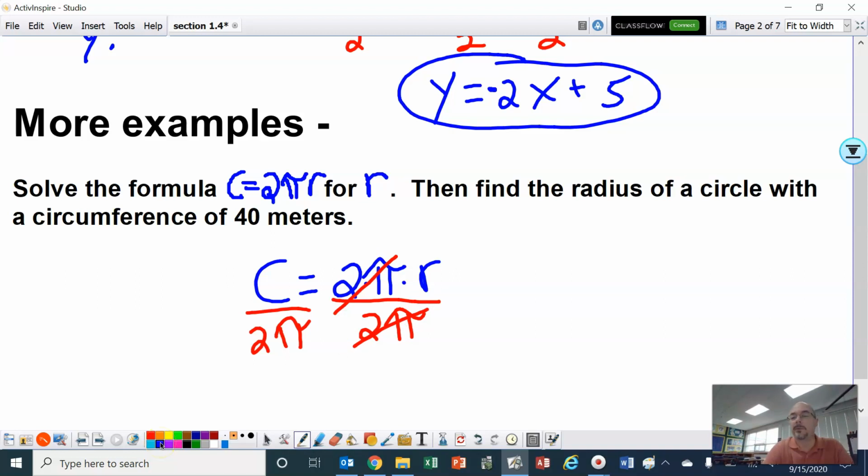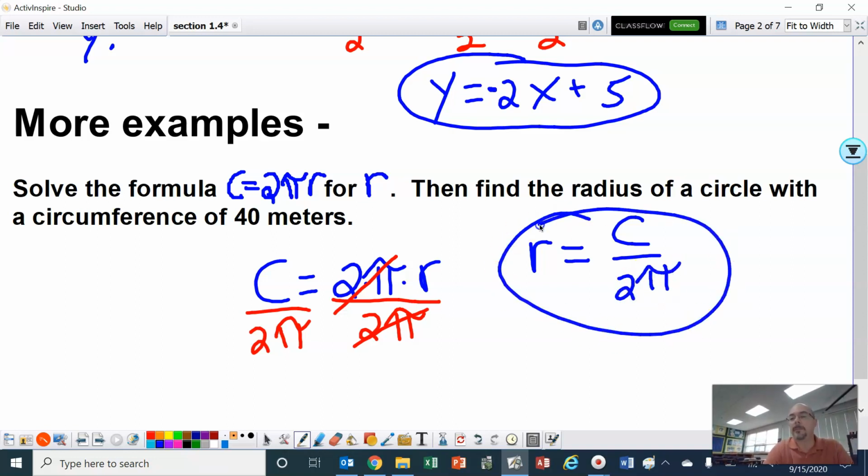So when I write this, I'm going to rewrite it. The radius equals the circumference divided by 2 pi. So if I know the circumference, I can simply take that and divide it by 2 pi, and I'll know the radius. All right, ladies and gentlemen, let's keep going here.